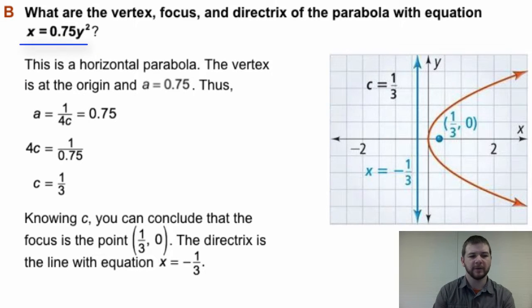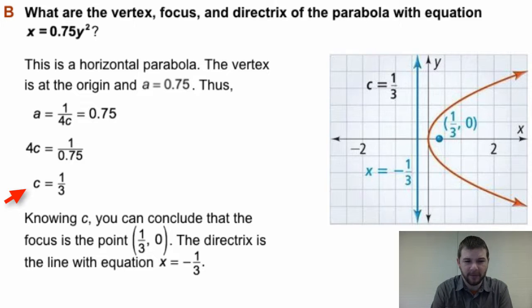So we recognize a from our equation as being 0.75. We know that a can take on the form 1 over 4c. And if we set the equation 1 over 4c equals 0.75, we can solve that as being 4c equals 1 over 0.75 and find that c must equal 1/3. Knowing the value of c, you can conclude that the focus is the point (c, 0), which in this case will be (1/3, 0). The directrix is the line with the equation x equals -1/3.